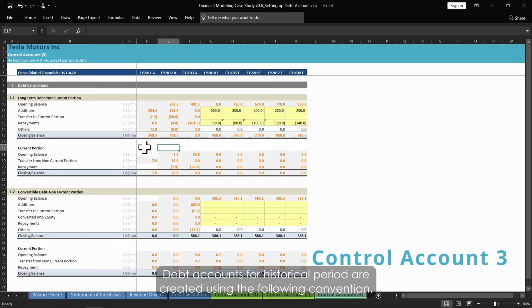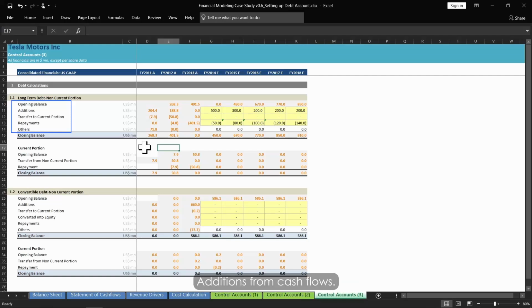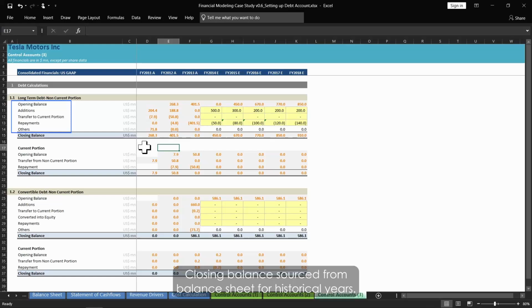Debt accounts for historical period are created using the following convention. Opening balance equivalent to previous year closing balance. Additions from cash flows. Reductions or repayments from cash flows. Closing balance sourced from balance sheet for historical years.